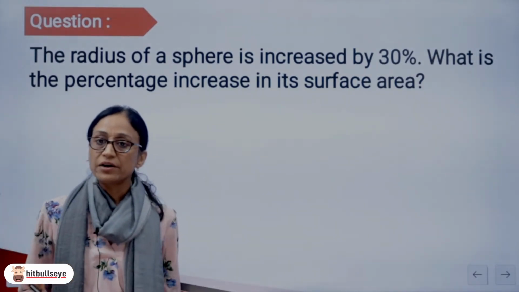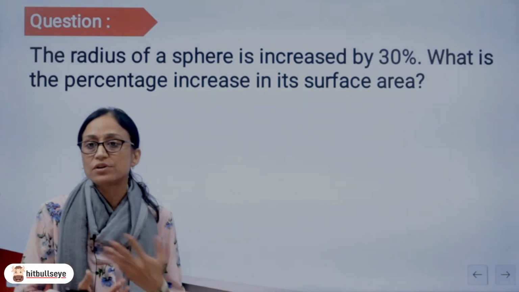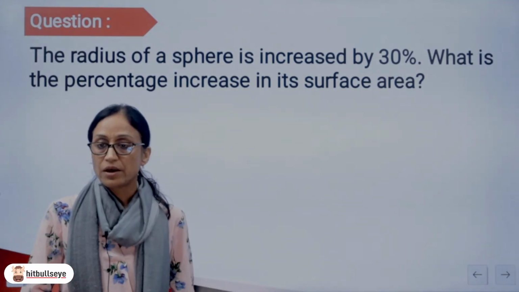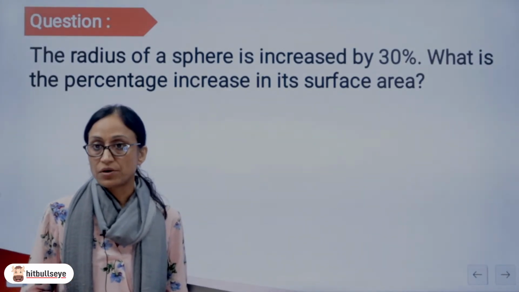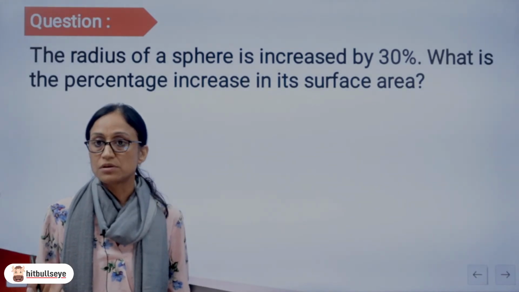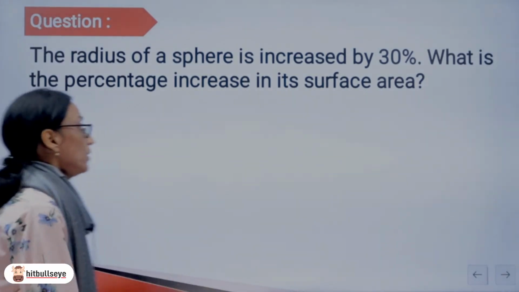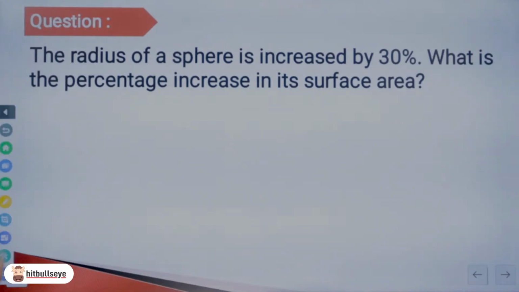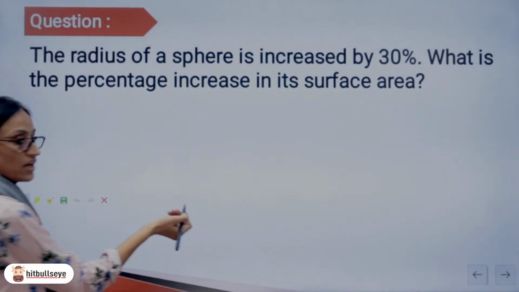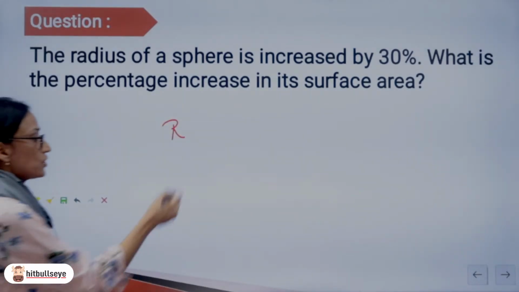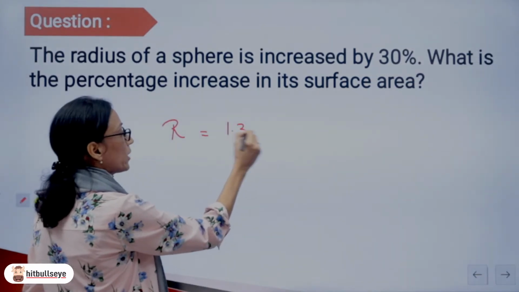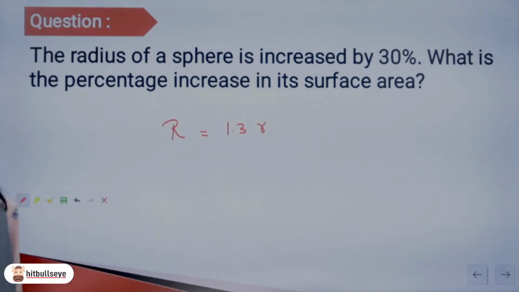Now you might think that I have to create a lot of formulas for the surface area and solve the question accordingly, but actually, the question has a very simple logic: percentages can give us the solution very quickly. How? If the radius gets increased by 30%, let's say capital R is the new radius after the increase. So it has to be 1.3 times the old radius.